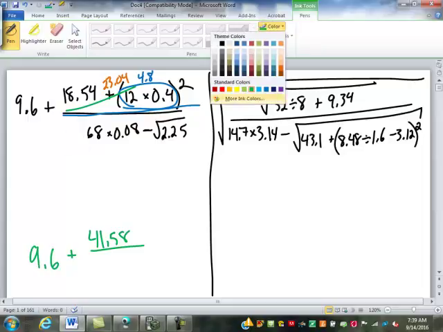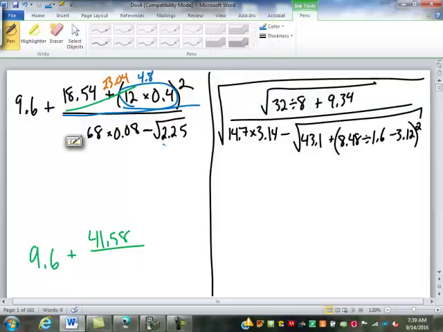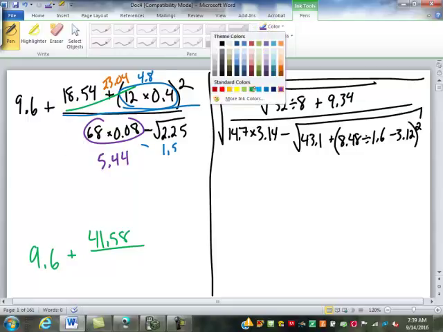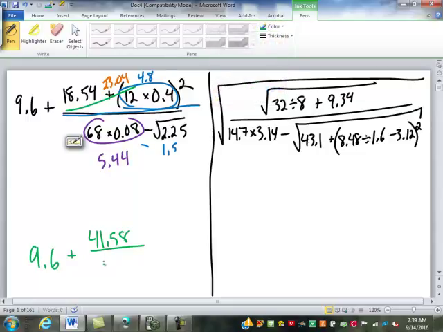On bottom, what do we have to do first? Square root of 2.25 is 1.5. And then 68 times 0.08 is 5.44. Minus 1.5 is 3.94. Correct.